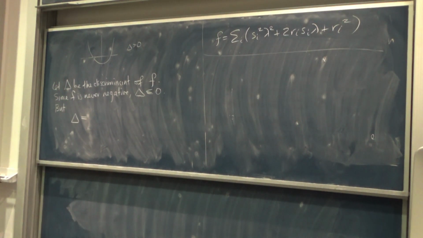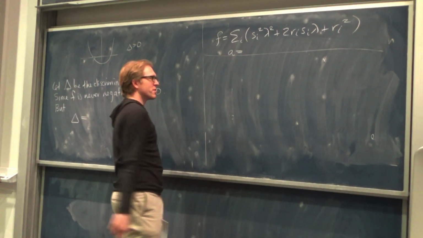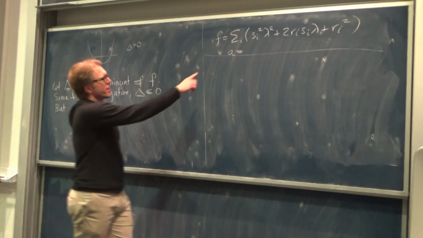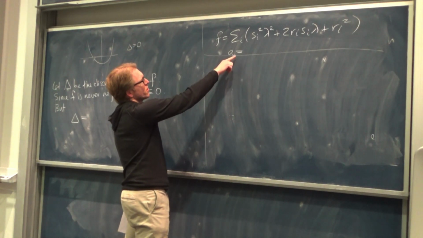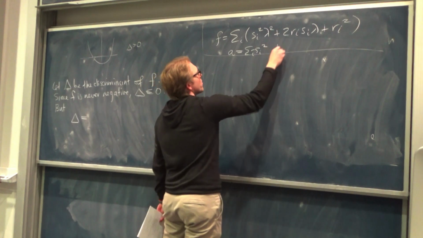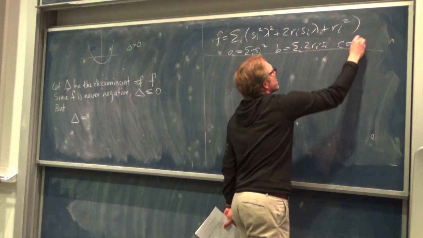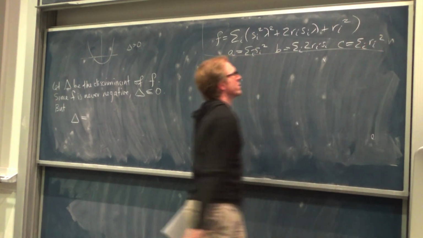Okay, so if I accumulate in the usual sort of notation for a, b, and c in a quadratic, so a will be the sum over i of si squared, b will be the sum over i of 2 ri si, and c will be the sum over i of ri squared.